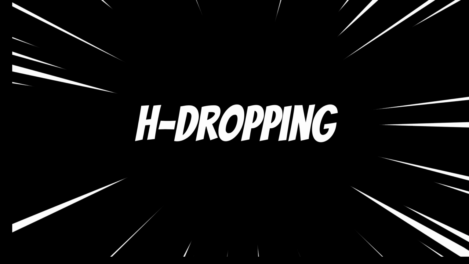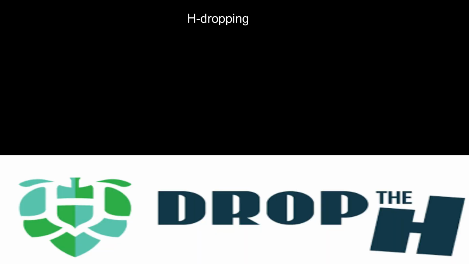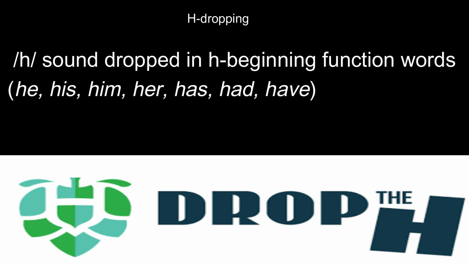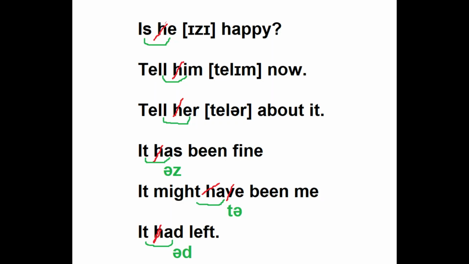H dropping. Function words that begin with H, i.e., he, his, him, her, has, had, and have, often have the H sound dropped. For example, is he happy? Tell him now. Tell her about it. It has been fine. It might have been me. The V in have also elides. It had left.